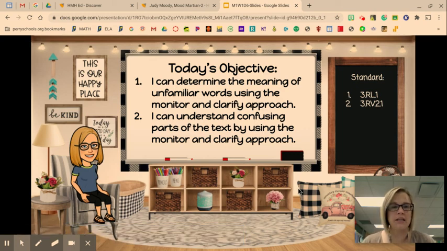Today for reading, our objectives are: I can determine the meaning of unfamiliar words using the monitor and clarify approach, and I can understand confusing parts of the text by using the monitor and clarify approach. So today is going to be all about monitoring what we're reading and then clarifying it if we don't understand it.